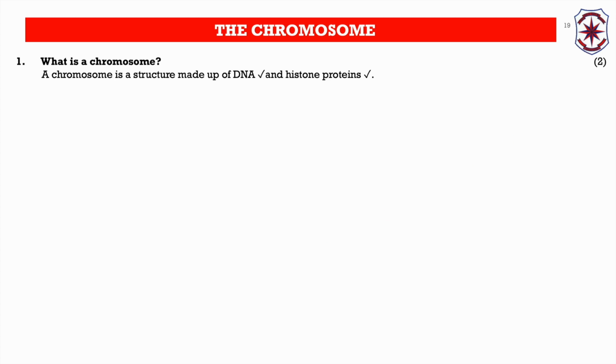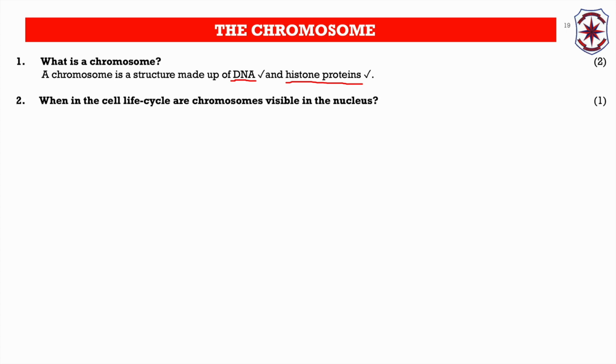A chromosome is a structure made up of 2 components. It is made up of DNA and proteins called histones. So a chromosome is a structure made up of 2 things: DNA and histone proteins.